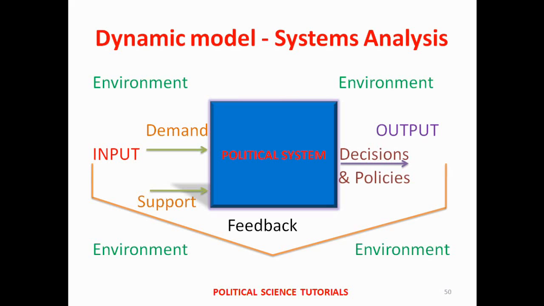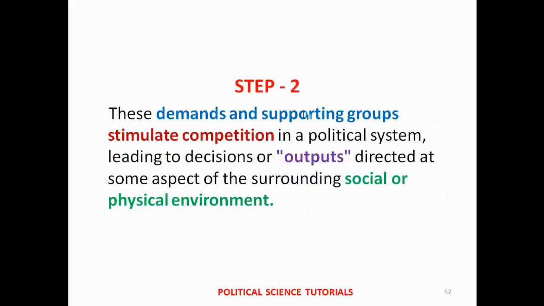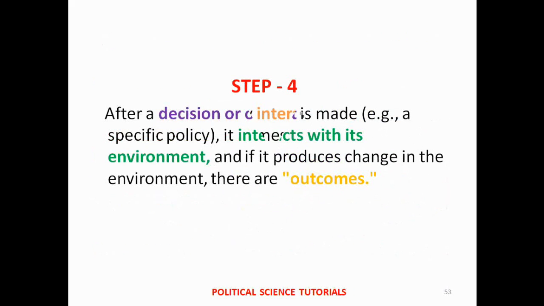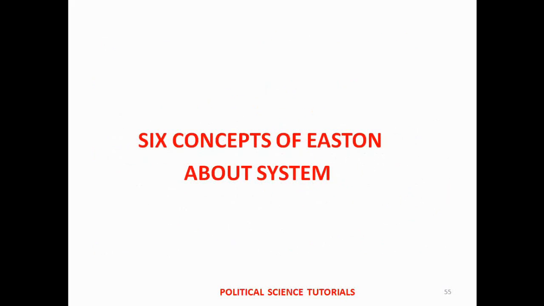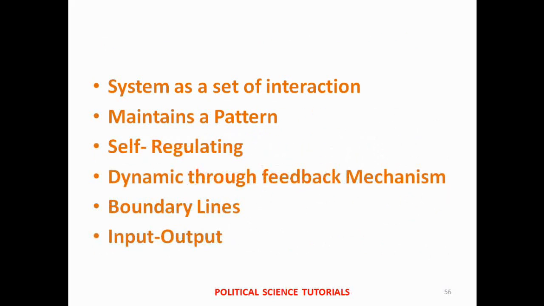In Easton's systems theory, there are six characteristics of a system. First, system as a set of interactions. Second, maintains a pattern. Third, system is self-regulating. Fourth, dynamic through feedback mechanism. Fifth, system has boundary lines. Sixth, input and output.